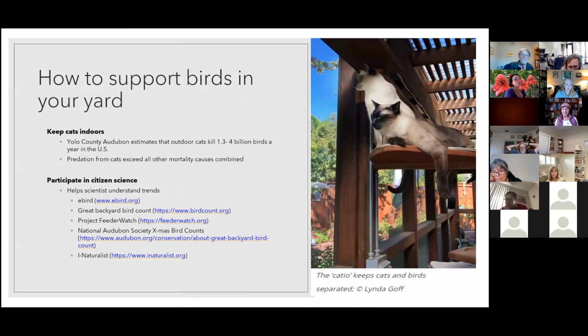Other ways to support birds in your yard: if you do have a cat, keeping your cat indoors will really help the local bird population. Our local Audubon in Yolo County estimates that outdoor cats kill 1.3 to 4 billion birds a year in the US. So that's more predation, predation from cats exceeds all other mortality causes combined. So they really can be pretty detrimental.